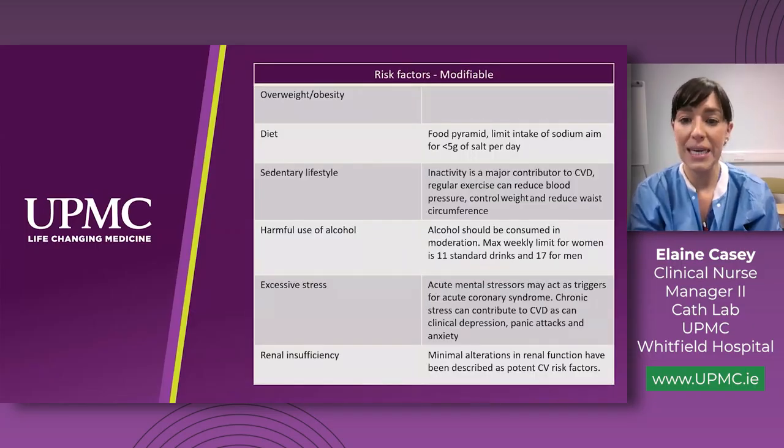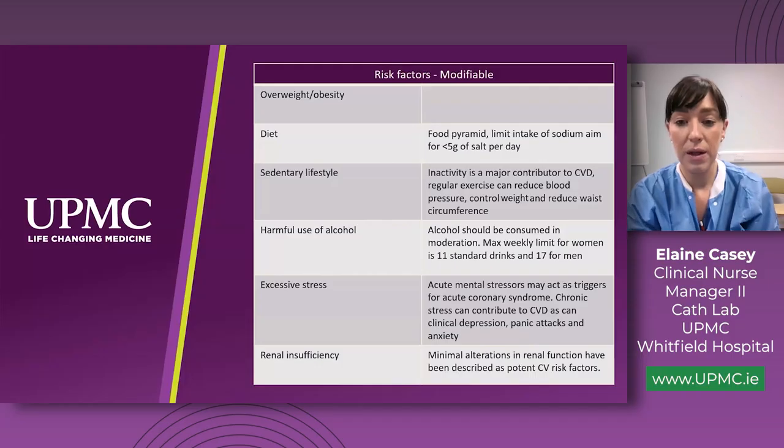Overweight or obesity. So diet, the food pyramid, so limiting intake of salt and aiming for less than 5 grams of salt per day. Sedentary lifestyle, so inactivity is a major contributor to cardiovascular disease. Regular exercise can reduce blood pressure, control weight, and reduce waist circumference.